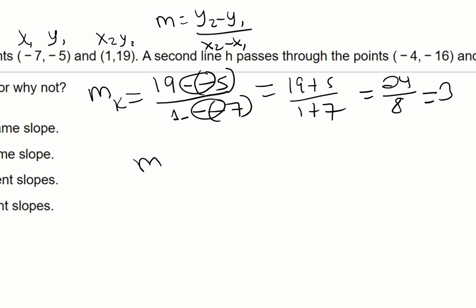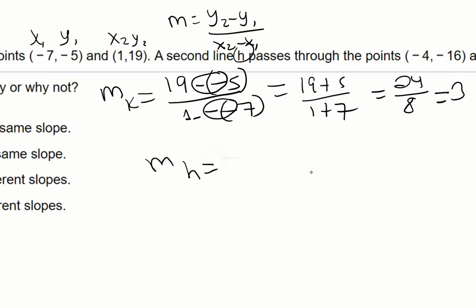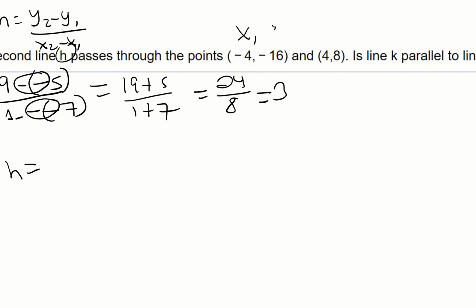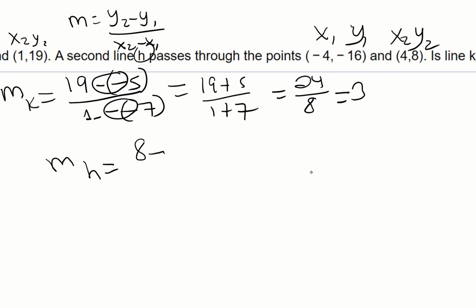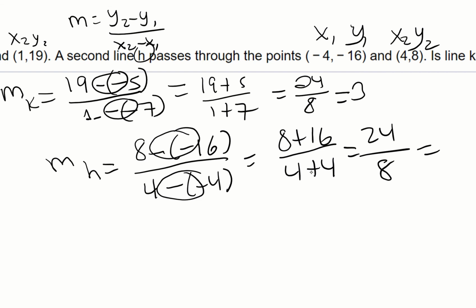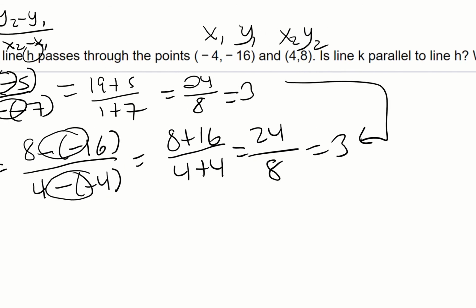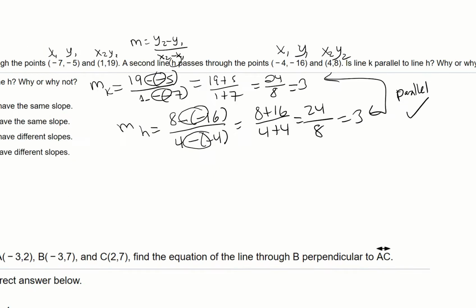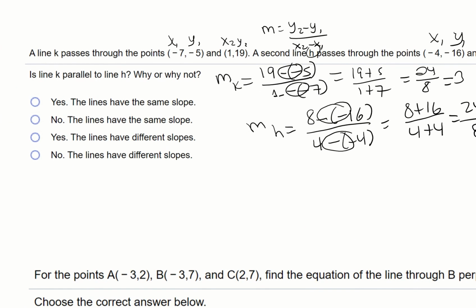Now let's find the slope of line H using the same formula. We have x1, y1, x2, y2, so y2 minus y1 over x2 minus x1. Again, we have a double negative situation, so this turns into a positive: 8 plus 16 divided by 4 plus 4. 8 plus 16 is 24, and 4 plus 4 is 8. 24 divided by 8 is 3. Notice that these slopes are identical, so that means the lines are parallel. Yes, the lines have the same slope, so they are parallel.